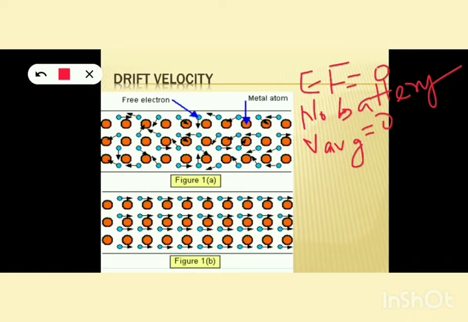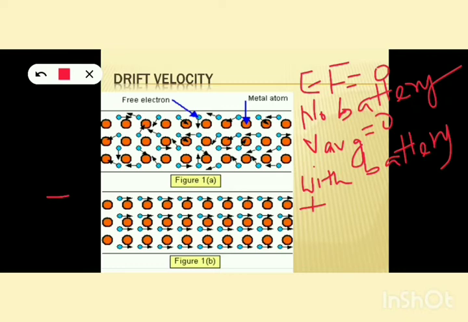But the second figure represents the case with battery. When the battery is connected to the metal, what happens? See, this end will be, let it be negative, and this end let it be positive. So all the electrons will move in an ordered way. These electrons try to rush towards the positive end of the battery. It is accelerated towards the positive end. So all the electrons are moving in an ordered way in one direction, just like marching soldiers, in a very disciplined manner.